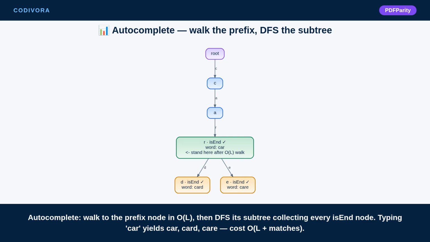Autocomplete is the payoff. The user types a prefix, you walk it once. Type CAR, 3 hops, and you stand on the R node. Now depth first search everything below you, collecting the word end flags. R itself is car, its D child is card, its E child is care. The result, car card care, costs the length of the prefix plus the number of matches, and you never touch a word outside that subtree. The prefix node subtree is the dropdown. In production, you pre-compute the top few completions on each node, so a keystroke is a walk plus a constant read.